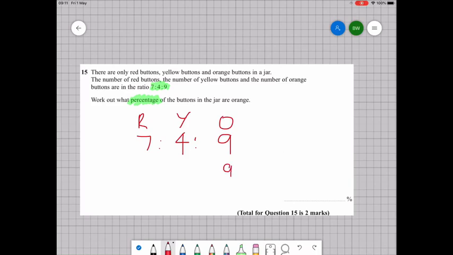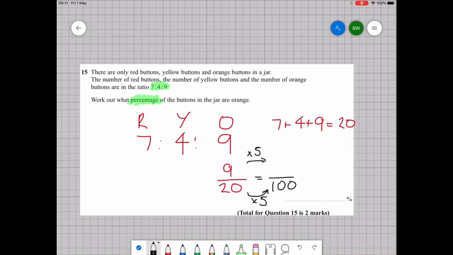So there's 9 orange out of a total of how many? So I'm going to add the parts together of my ratio. 7 add 4 is 11, add 9 is 20. So there's 20 parts altogether. So 9 parts out of a total of 20 are orange. I want that as a percentage. So percentages we know are out of 100. So to get from 20 to 100, I times by 5. So I'm also going to multiply the 9 by 5. 45 over 100, which is equal to 45%.